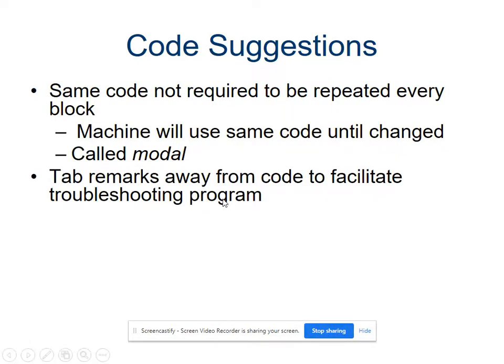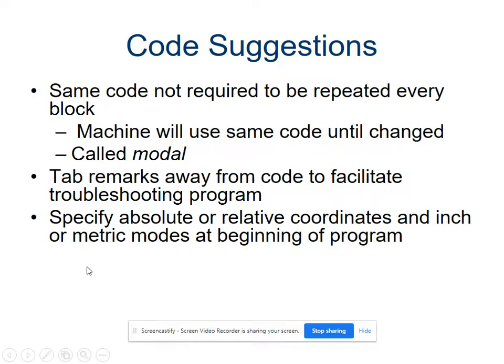You want to tab your remarks away from the code to facilitate troubleshooting programs. You have to remark every line of code, because it makes it so much easier when you call me over and say, hey, Mr. Seward, my whatever isn't working. It makes it easier for us to figure out what the problem is. So that is a requirement: you're going to remark everything. You will specify absolute coordinates and inch coordinates at the beginning of your programs. We're not using relative, and we probably won't get into using metric, all right?